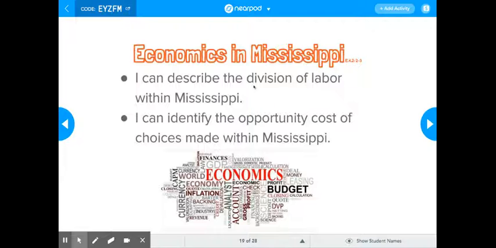Now, we remember from yesterday that division of labor was when you divide the work into smaller sections for many people so that it can be done faster and more efficiently. But today we're going to look at opportunity cost.